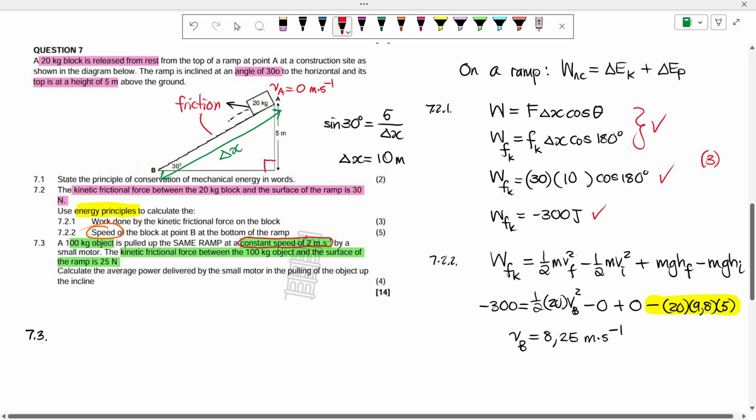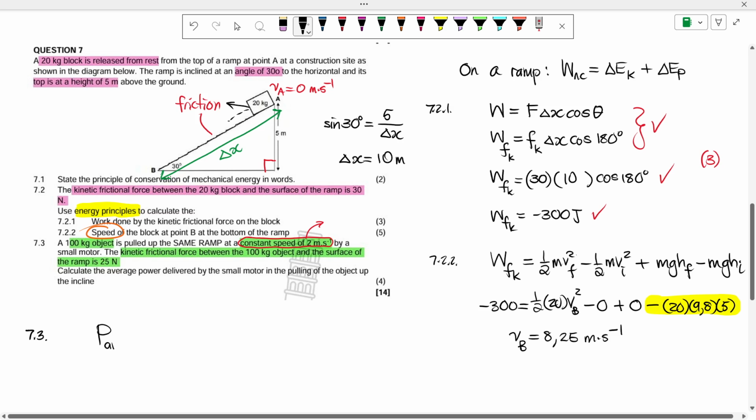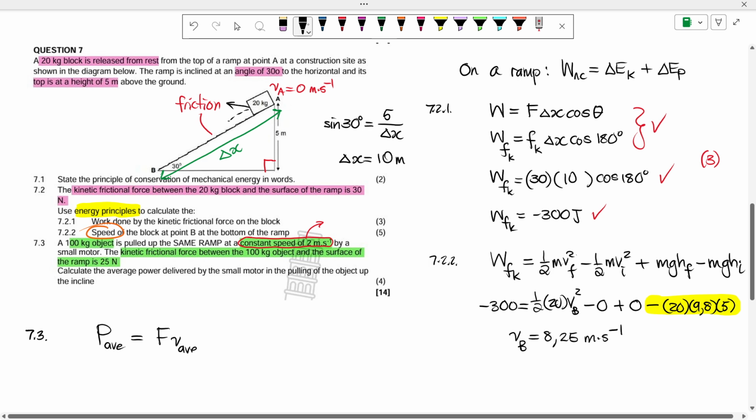Every time I see constant speed in the last question of the problem, I know they'll want me to find the average power, because if you look at the formula sheet, the equation for average power says that this is the force in question, not the F net, just the force that is making the pulling, multiplied by the V average. And this V average is the constant velocity or the average velocity.